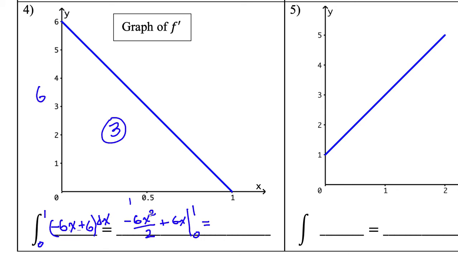When I plug in 1, negative 6 times 1 is negative 6. So it's going to be negative 6 over 3 plus 6. Negative 6 over 3 is negative 3. Negative 3 plus 6 is 3. My final answer is still 3.